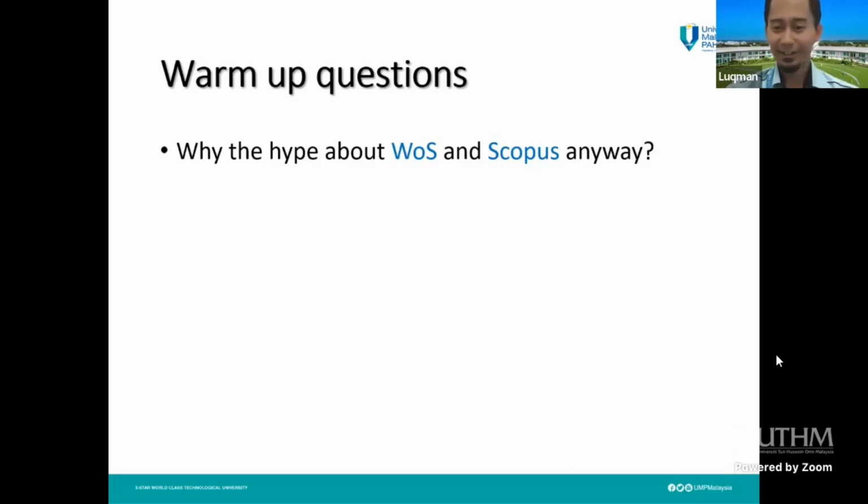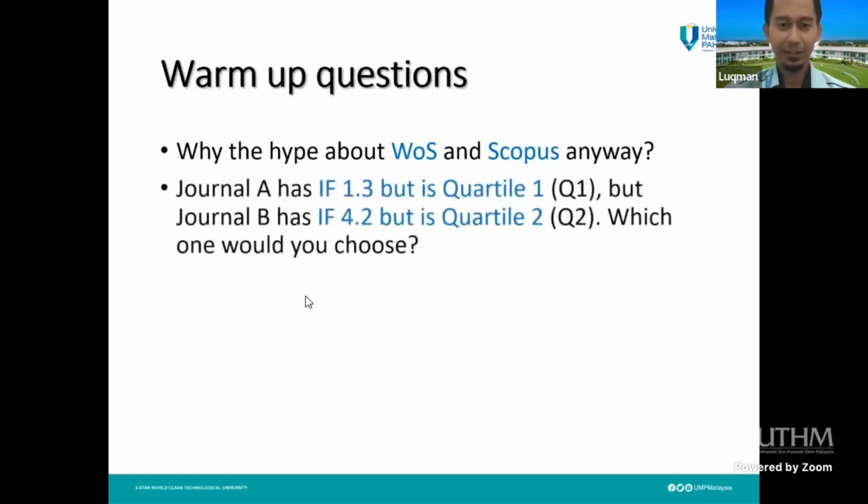Okay, next question. Let's say you have this situation. You have journal A, whatever journal it is. Journal A has an impact factor, IF, of 1.3, and the quartile is 1, Q1. You know this from facts, or from a friend or something. But journal B has an impact factor of 4.2, but the quartile is 2. So you can see the impact factor of A is lower compared to B, but the quartile of A is 1, and B is 2.